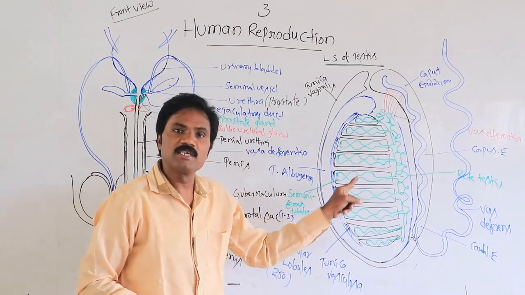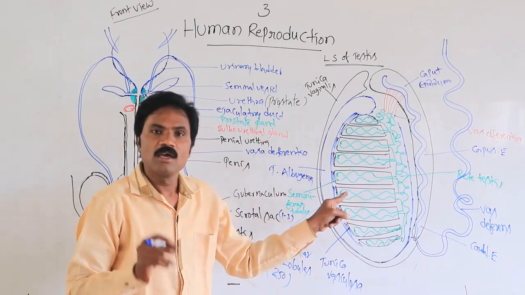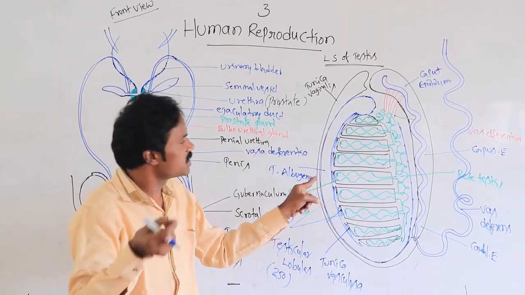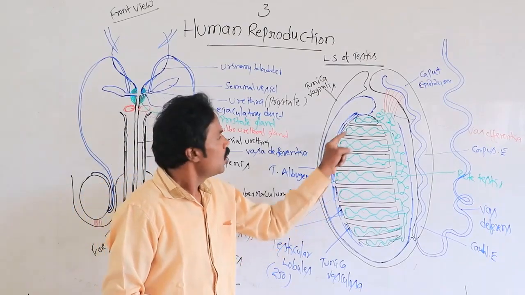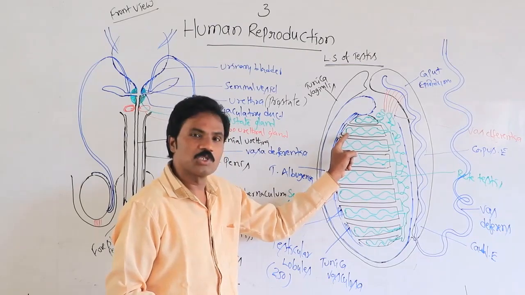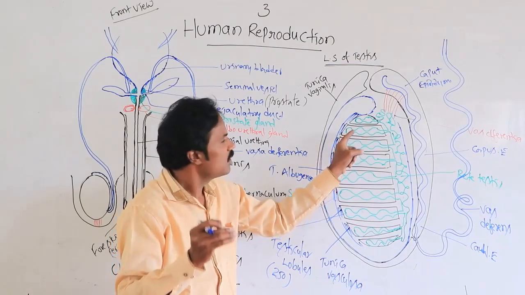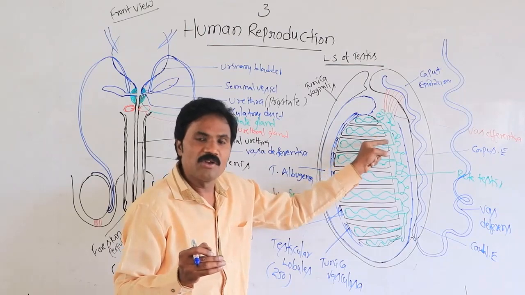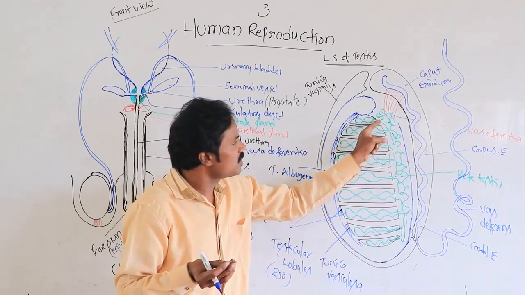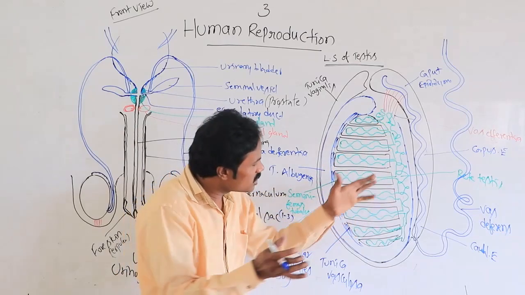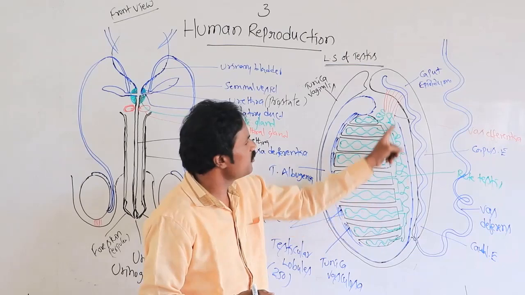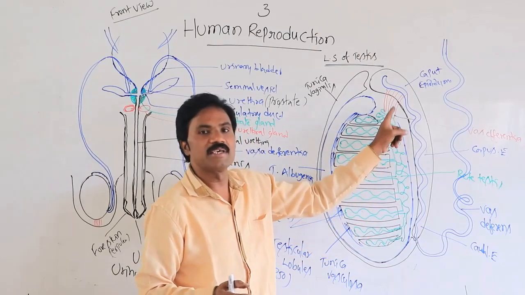Each and every testis has about 250 testicular lobules. Each and every testicular lobule has 1 to 3 seminiferous tubules. One side of the seminiferous tubule is closed. The other side continues as ductus recti. All the ductus recti collectively form into the rete testis. This collectively we call as the green colored rete testis.